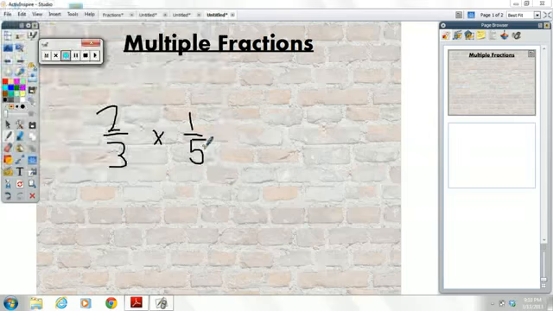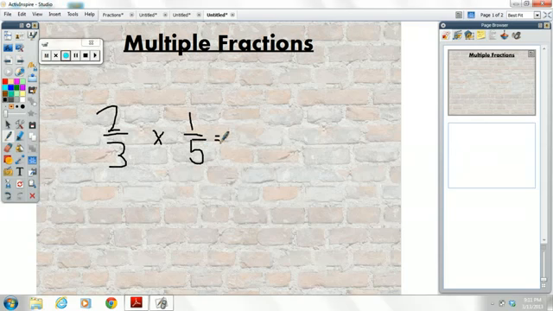Welcome everybody. What I'm going to show you here now is how to take a fraction and multiply it by another fraction. But what we've been doing this year is making sure that you understand what this actually looks like using models. So I'm first going to show you how to model this equation, and then I'm going to show you how to actually go ahead and solve it.